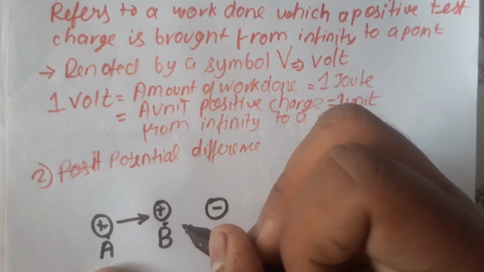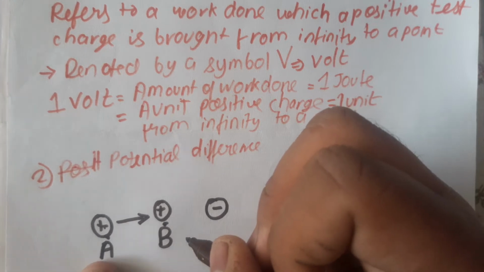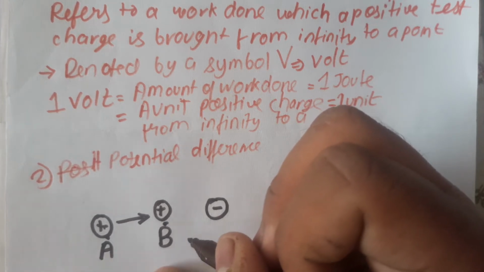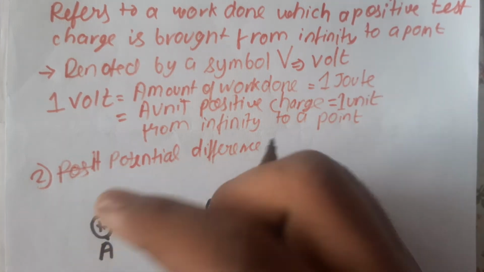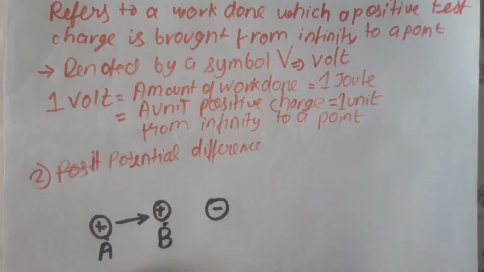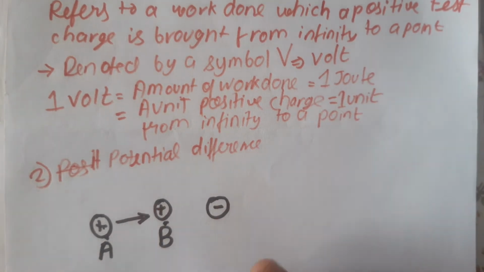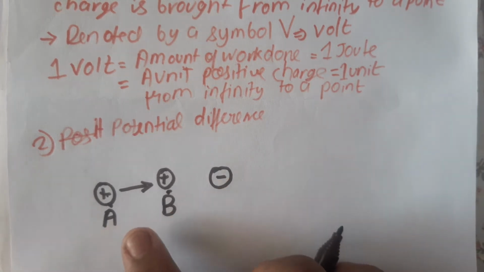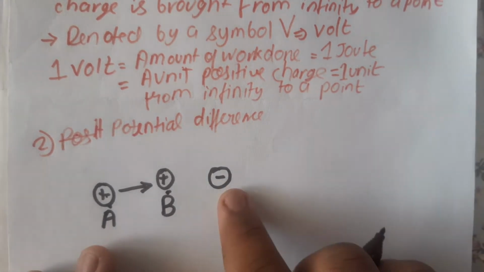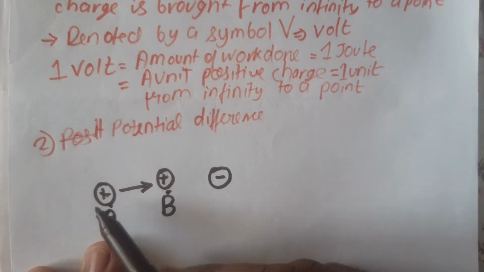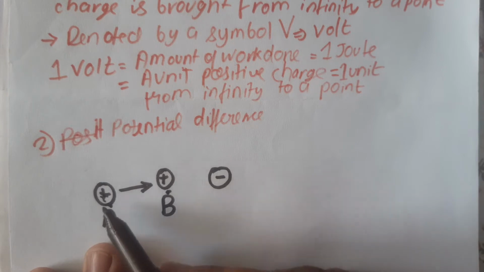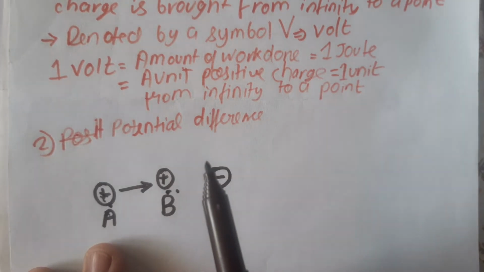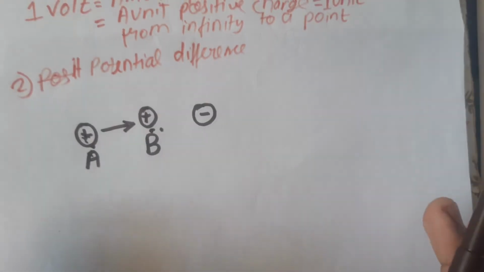As you can see, there is a change of position. Earlier it was at position A, then it came to B, so there is a displacement from A to B. So what can be inferred from this whole diagram? It can be inferred that the amount of work done by this negative charge on the positive test charge to bring it from A to B is called potential difference. Let me write it here for you.